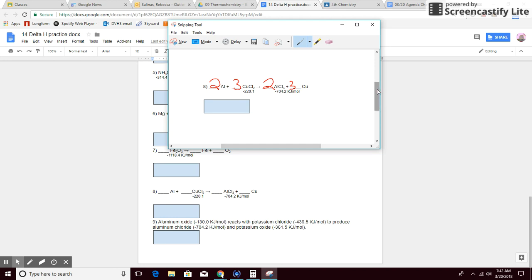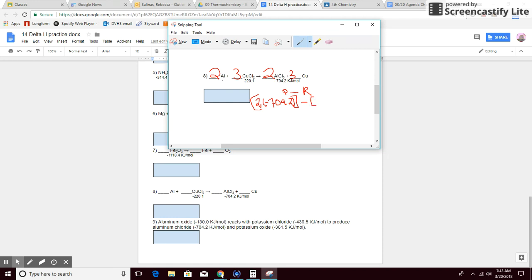So I'm going to do products minus reactants. My products are over here, and I've got some coefficients now. So I've got 2 times negative 704.2. I need the other side of my parentheses there, minus my reactants. Oh, and copper is just going to be 0, and 3 times 0 is 0, so I'm not going to mess with that. My reactants, I've got 2 times aluminum will also be 0, 2 times 0 is 0, so I'm not going to worry about that. I'm just going to worry about this compound here. 3 times negative 220.1.